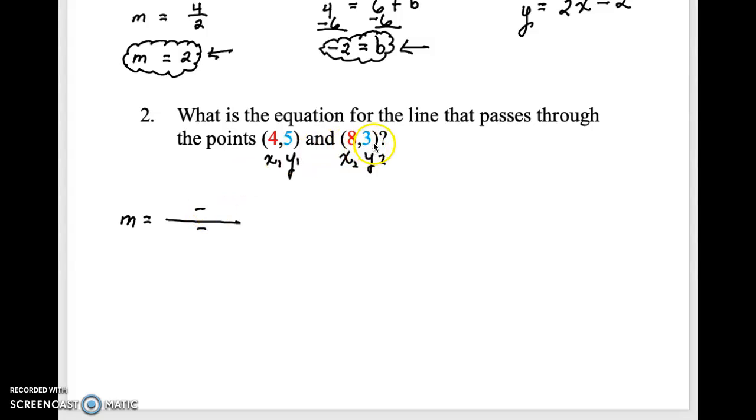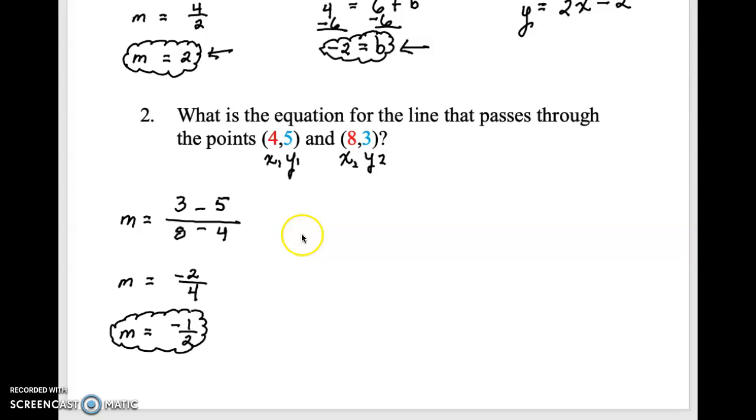Y2 minus y1, so we do 3 minus 5. And in the denominator, we do x2 minus x1, which is 8 minus 4. Take a moment and simplify. 3 minus 5 is negative 2. 8 minus 4 is 4. And if we simplify that fraction, 2 goes into both the numerator and denominator, so we get negative 1 half. So that's our first important value.